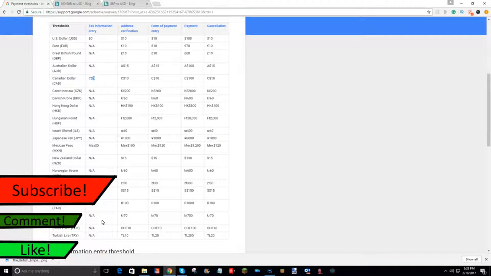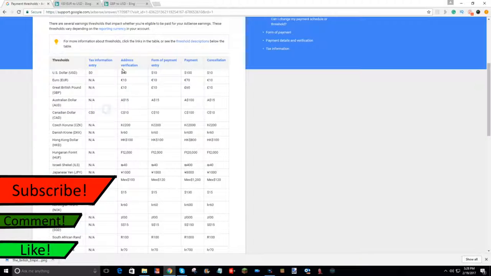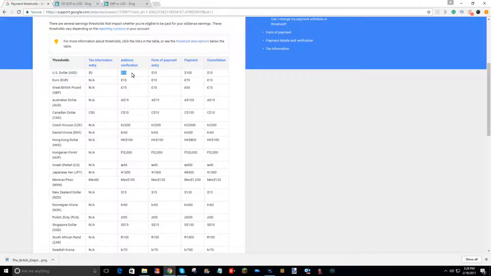US dollars listed first with a tax information zero, not applicable. Most of them, it's $0. All of them, it's $0. Then there's address verification. Make sure that they got the right address, $10. Form of entry payment, $10. And then you have to physically earn $100 before they subtract these two. So they subtract $20 from your $100, but you have to earn $100 first. Once you earn $100 and they subtract the $20, they'll send you the rest of the $80. So that's how we physically make money.